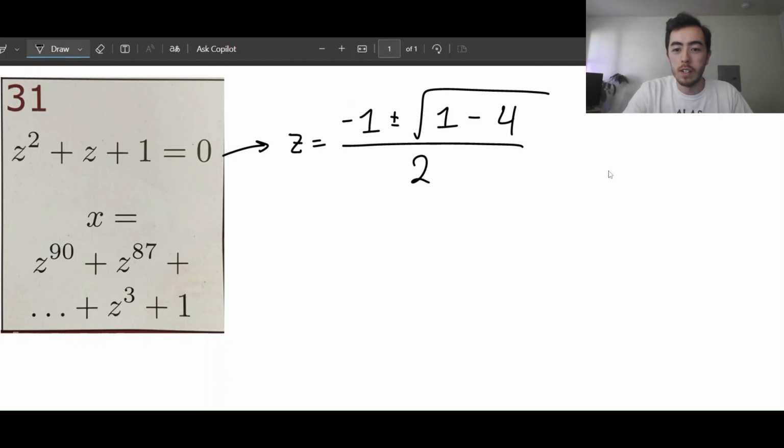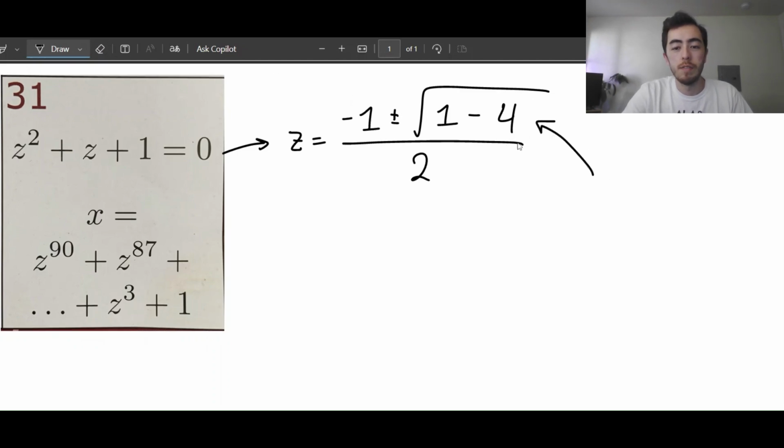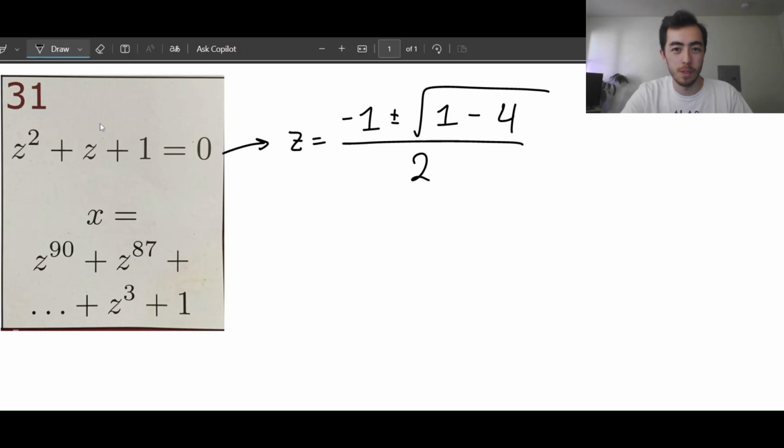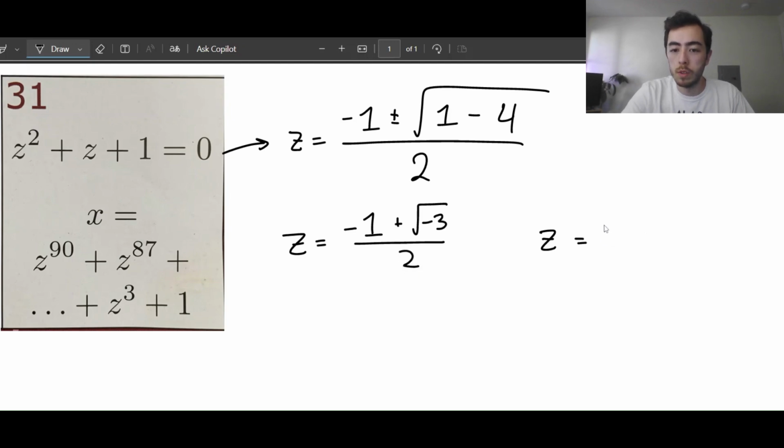So what I'm noticing here is with this negative discriminant in this quadratic, I'm going to get some complex roots. Essentially, there is no real number that can make this equation true, and we kind of have to dip into complex numbers to find some solutions here. So z is going to be equal to, I'll write it as two different answers because this plus and minus sign you can split up: negative 1 plus negative root 3 over 2, or negative 1 minus root 3 over 2.